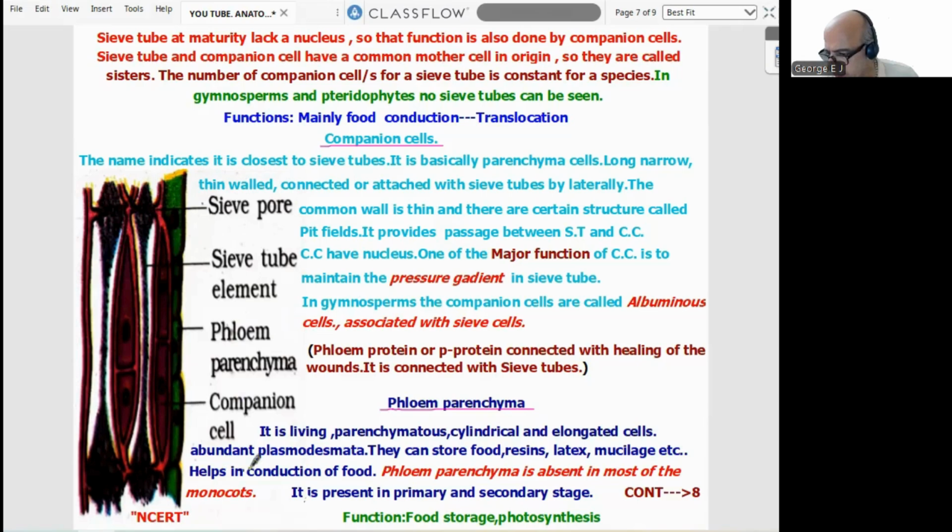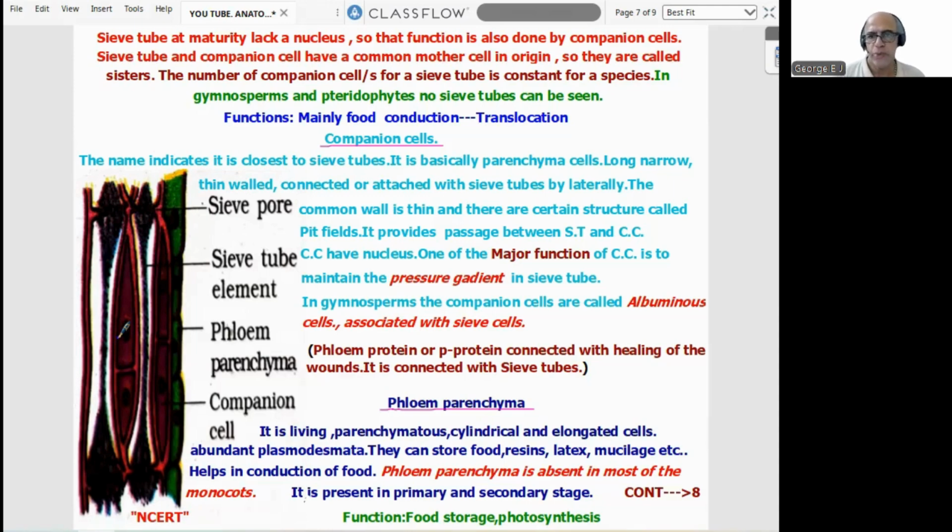You can find here the companion cell, this one. Companion cell. This is the sieve tube. Here two companion cells, here also two companion cells. So there will be a specificity for the sieve tube and companion cell ratio. So it is basically a parenchyma cell, long, narrow, thin wall. Diagram, you can observe it.